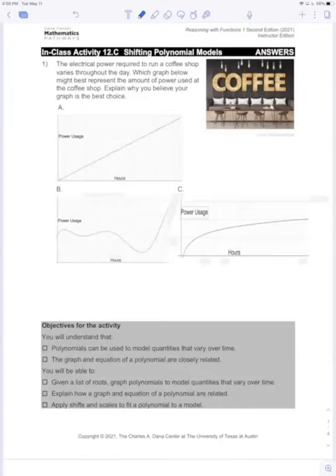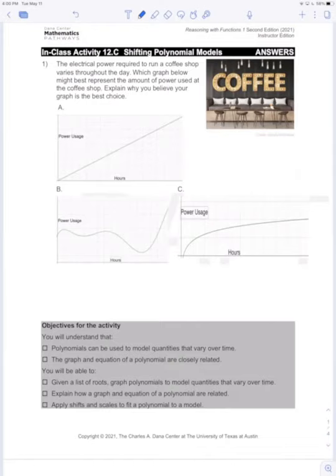In-class activity 12C, shifting polynomial models. The electrical power required to run a coffee shop varies throughout the day. Which graph below might best represent the amount of power used at the coffee shop? Explain why you believe your graph is the best choice.